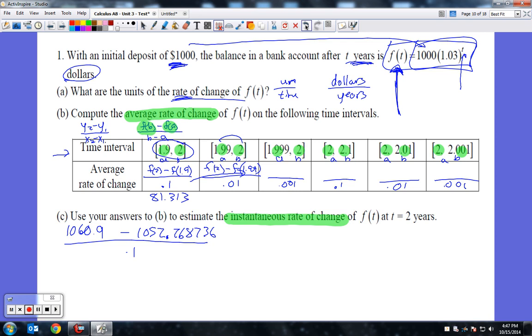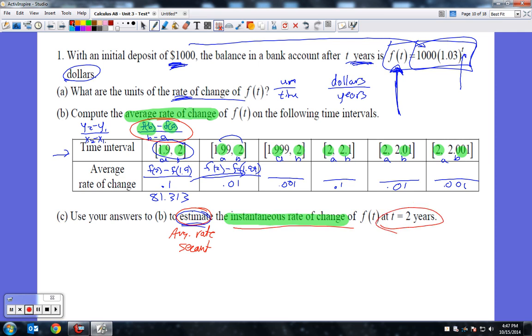So now let's go ahead and go to the instantaneous rate of change part. So use your answers to part B to estimate. There's the key word, estimate. That should throw you in the direction of average rate of change, or otherwise known as the secant, which is this that we're doing up here. What is your estimate of the instantaneous rate of change at 2 years? So I'm basically trying to look at this guy right here.